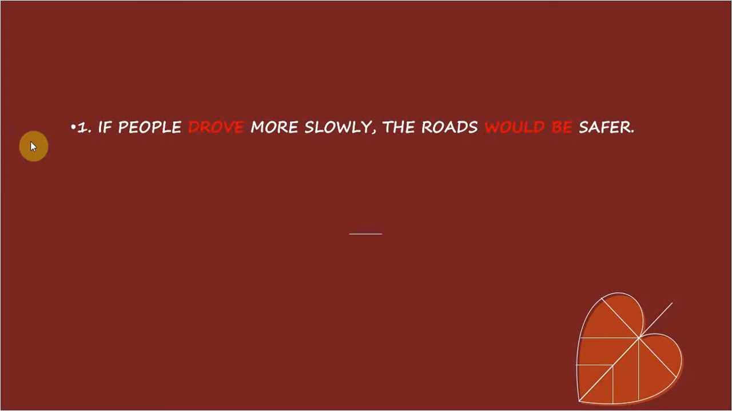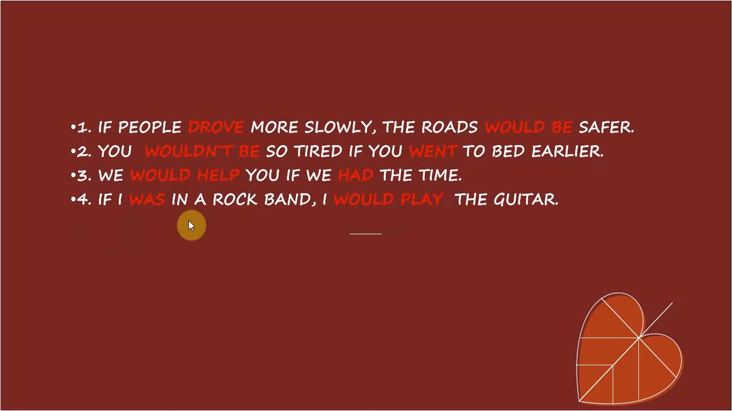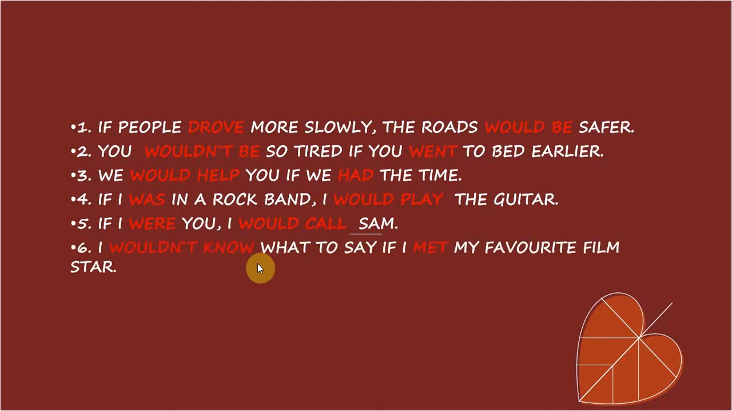Let's see the key. If people drove more slowly, the roads would be safer. As you can see, we put the verb drive into the past simple tense, which is drove, and we put verb be into would be. You wouldn't be so tired if you went to bed early. We would help you if we had the time. If I was in a rock band, I would play the guitar. If I were you, I would call Sam. And I wouldn't know what to say if I met my favorite film star.